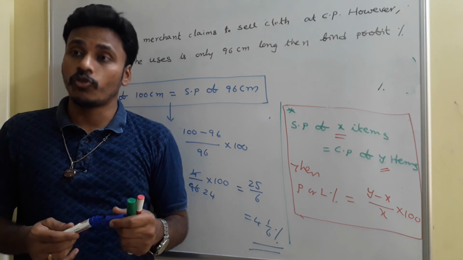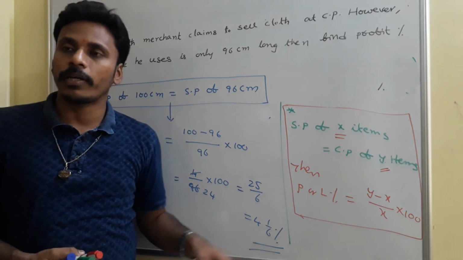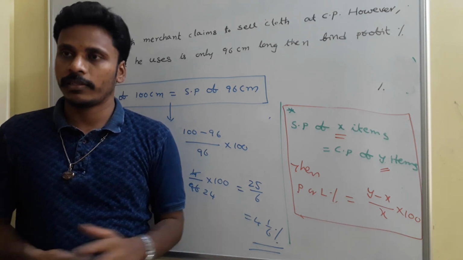Just analyze the situation and then identify the way how to solve. At the end the profit percentage is 4 1 by 6 percentage. Just have a look.